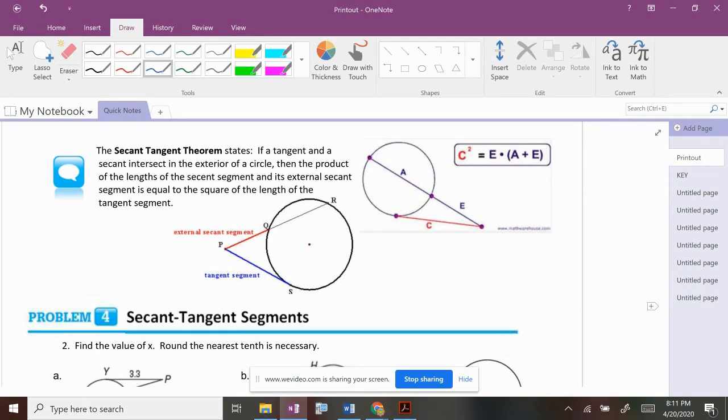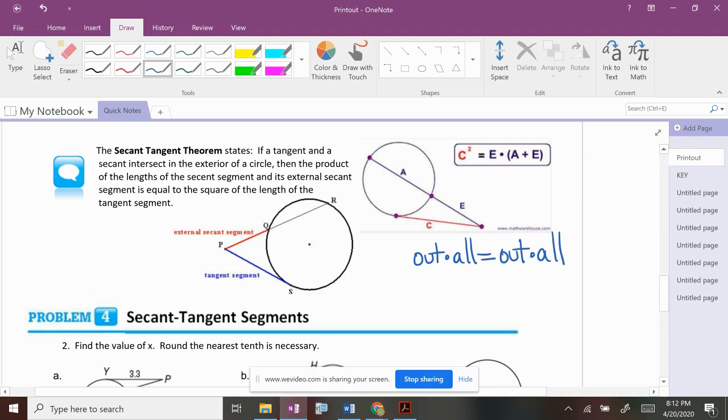Now this theorem is very similar to the last one. And again, I'm going to write out times all equals out times all. This theorem involves a secant and a tangent. And it's the same thing. If you take a tangent, the out times all is equal to the secant out times all.